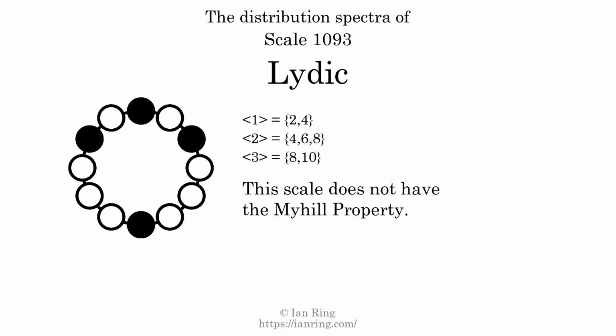If every spectrum has exactly 2 specific intervals, we call that the Myhill property. This scale does not have the Myhill property.